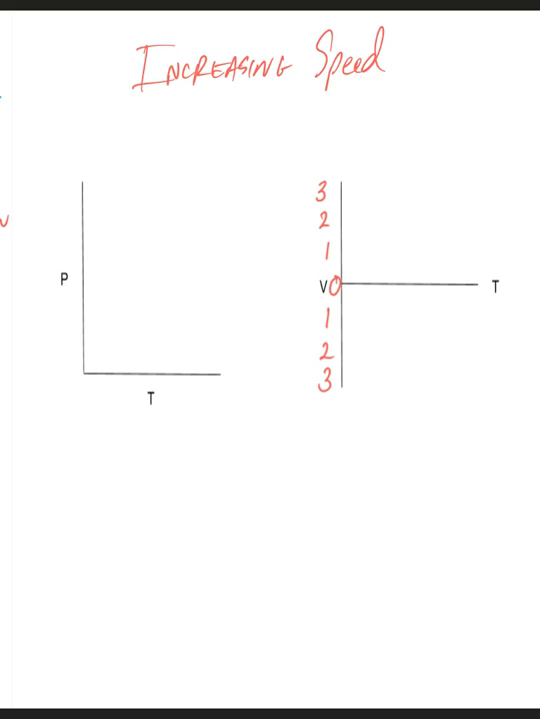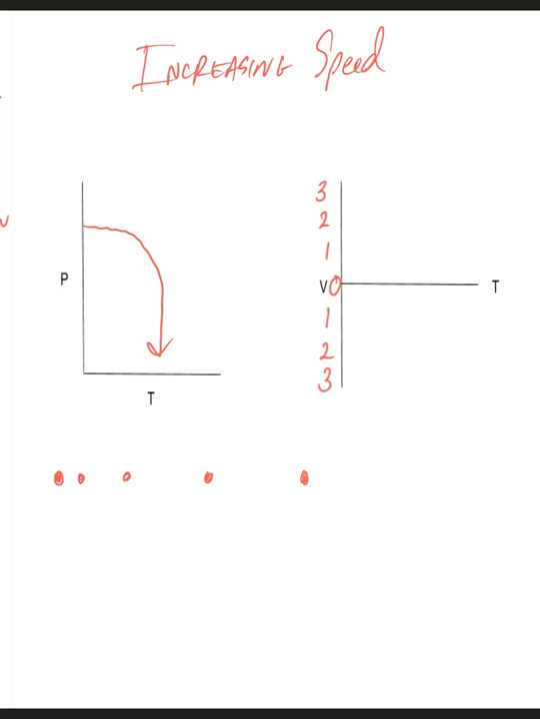Another example is shallow and then steeper. That object is getting faster over time. It's increasing its speed because the slope is becoming steeper. Now, how you represent that on a motion diagram, if you remember, is our dots gradually get further and further apart. So that's increasing speed with a motion diagram.